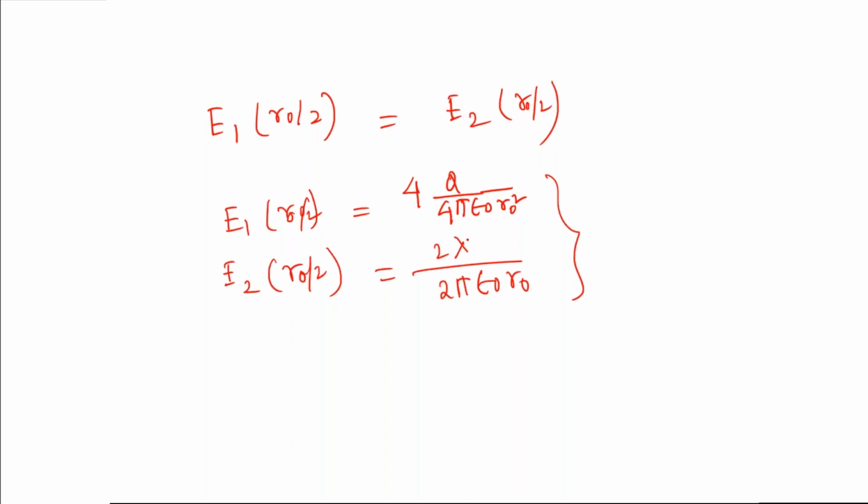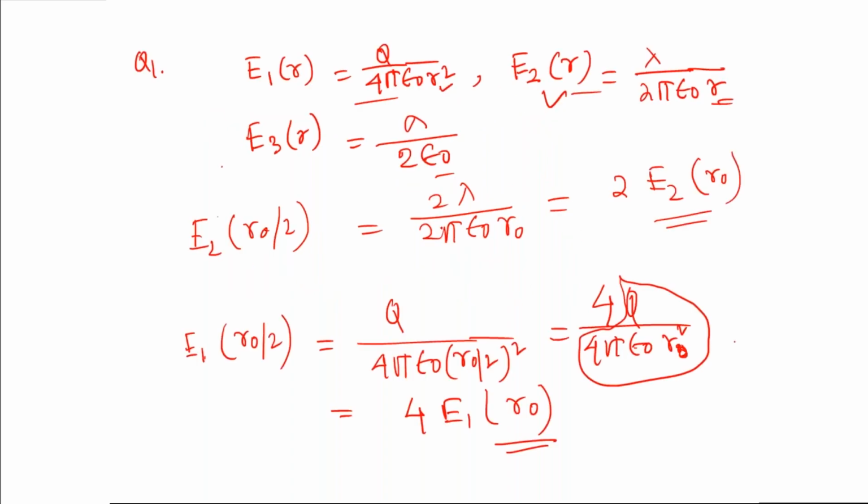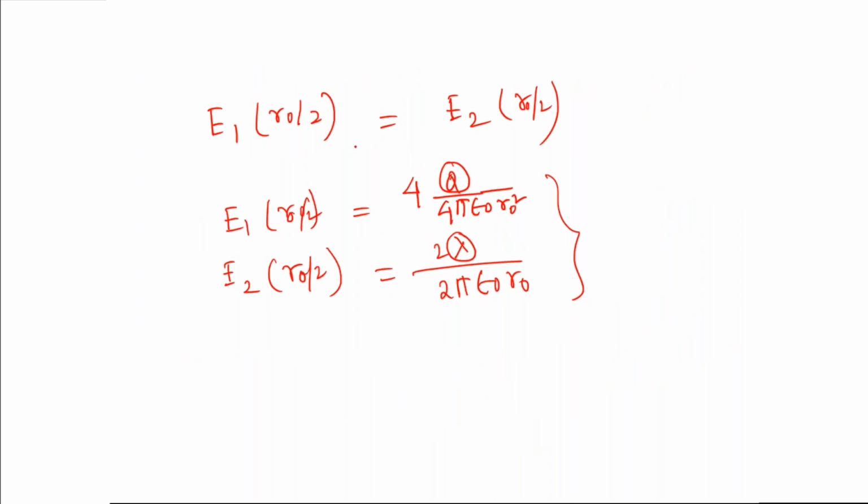The condition given is E1 at R0 is equal to E2 at R0, which is equal to E3 at R0. I'll use this condition to find the value of lambda. So this is Q by 4 pi epsilon naught R0 square, and this is lambda by 2 pi epsilon naught R0. The R0 cancels once, and 2 pi cancels with 4 pi, and epsilon naught cancels.